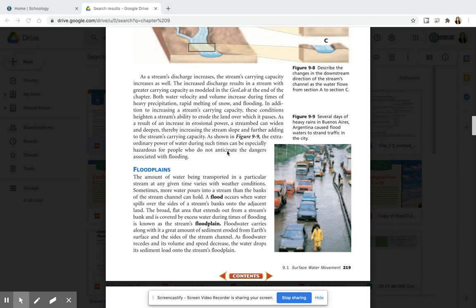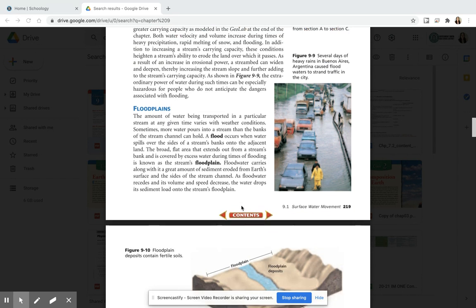In addition to increasing a stream's carrying capacity, these conditions heighten a stream's ability to erode the land over which it passes. As a result of an increase in erosional power, a stream bed can widen and deepen, thereby increasing the stream's slope and further adding to the stream's carrying capacity. As shown in Figure 9.9, the extraordinary power of water during such times can be especially hazardous for people who do not anticipate the dangers associated with flooding.